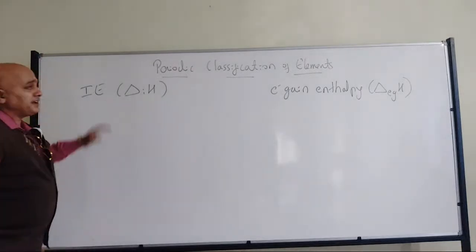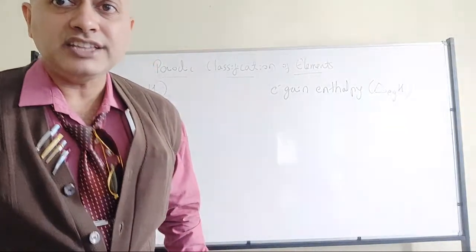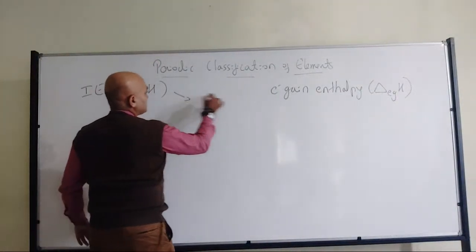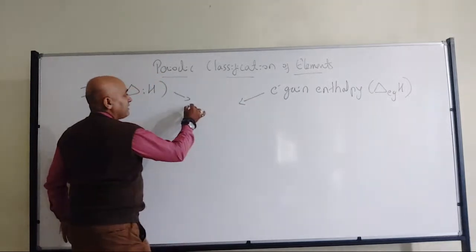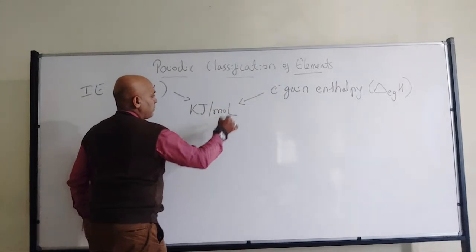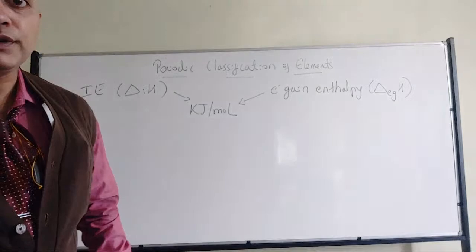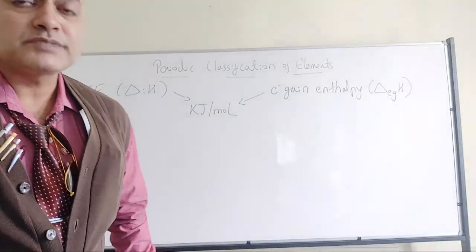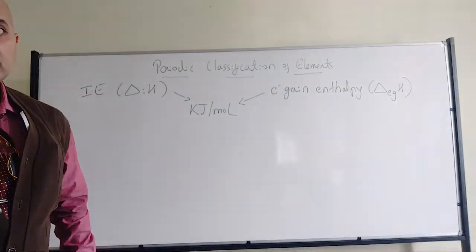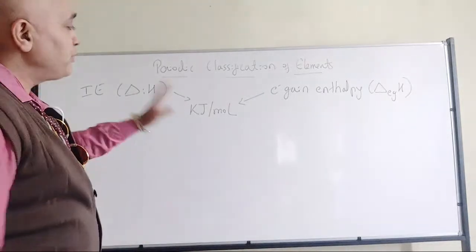Now when it comes to ionization enthalpy and electron gain enthalpy, they are exactly opposite to each other, but both of them have a common unit, that is kilojoules per mole, or we can write it as kilocalories per mole. That will be the common unit for both of them.